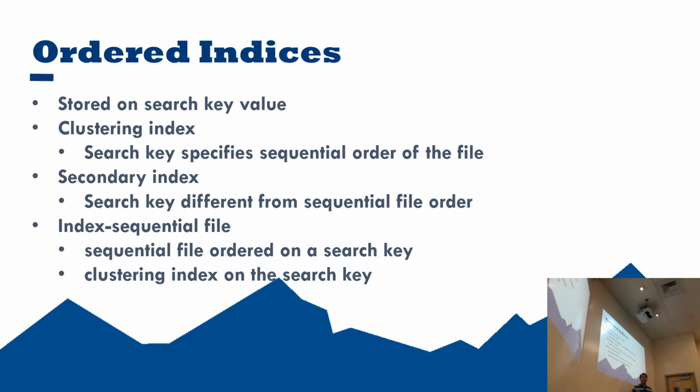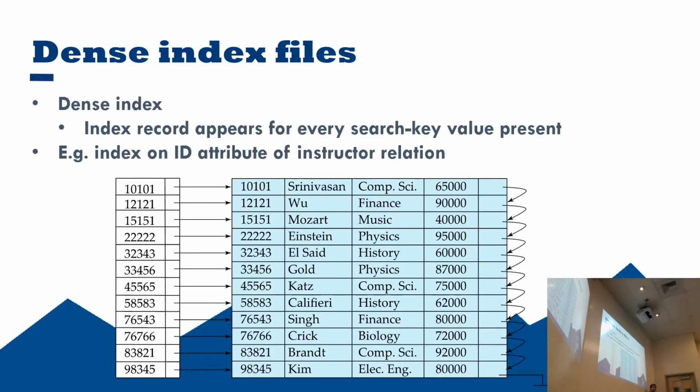Okay, and then finally, you have an index sequential file. So all this is, it's just a sequentially ordered file. And basically, you're doing clustering on the actual search key from the clustering index. So with pretty much any of these, you got to have a clustering index. All right, pretty basic stuff.